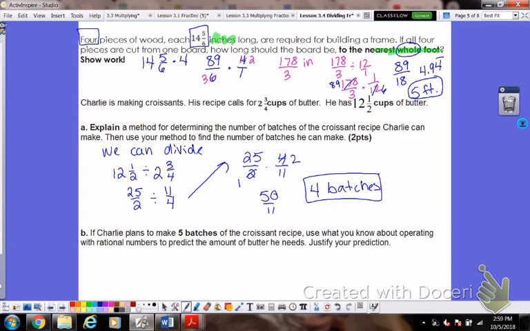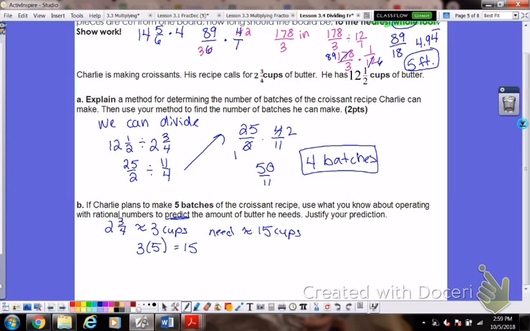And then part B, if Charlie plans to make 5 batches of the croissant recipe, use what you know about operating with rational numbers to predict the amount of butter he needs, then justify your prediction. Well, if I want to predict, I don't need an exact number. So if I think about 2 3/4, this is approximately 3 cups for each batch. Well, if I'm making 5 batches, then 3 times 5 would be 15, so we need approximately 15 cups. So there's our prediction.